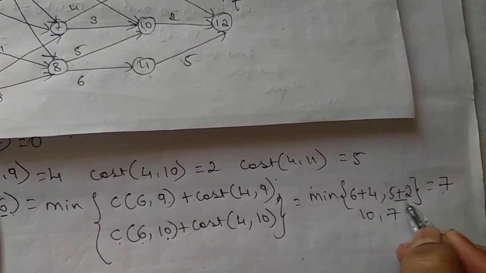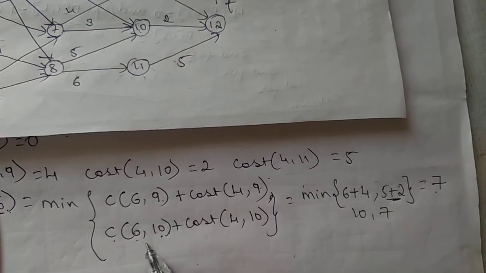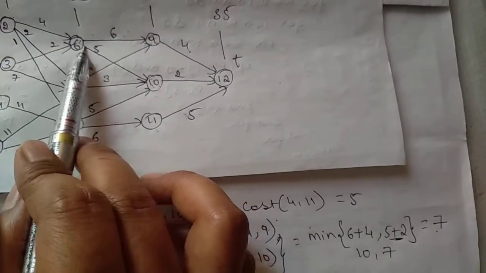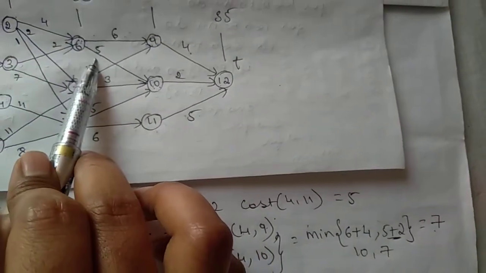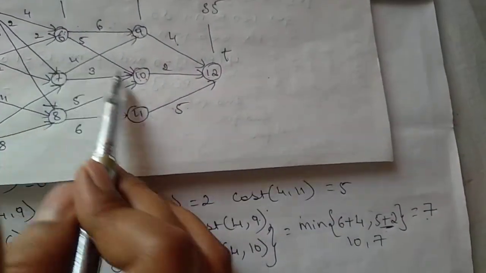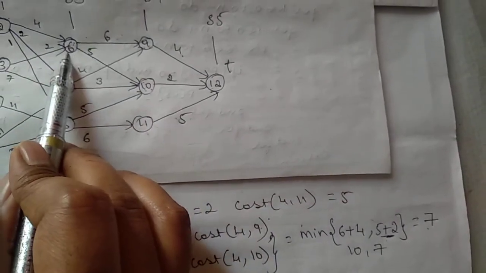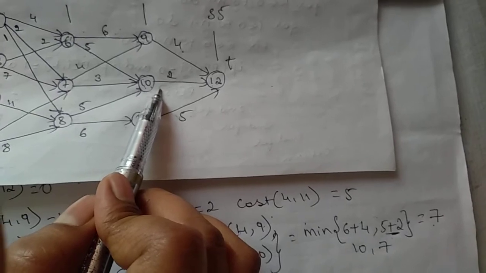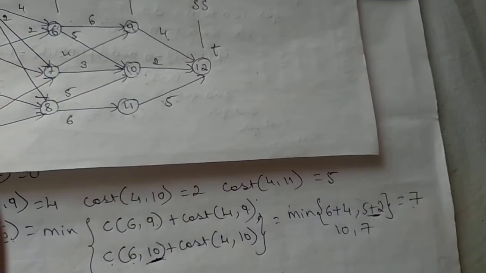From which vertex did you get it? 5 plus 2 means it is from vertex 10. See here, from 6 to 10 is 5, then 10 to 12 is 2. 5 plus 2 we have got from 10. So from 6, where do you have to go? To 10 you have to go. What is the cost? The cost is 7.